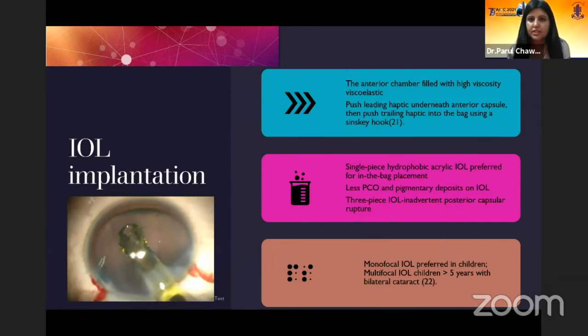The IOL implantation should be done after filling the anterior chamber with high viscosity viscoelastic. We should push the leading haptic underneath the anterior capsule and then push the trailing haptic into the bag using a Sinskey hook. A single piece hydrophobic acrylic IOL is preferred for in the bag placement. It leads to less posterior capsular opacification and less pigmentary deposits on the IOL. 3-piece can be used in case of inadvertent posterior capsular rupture.